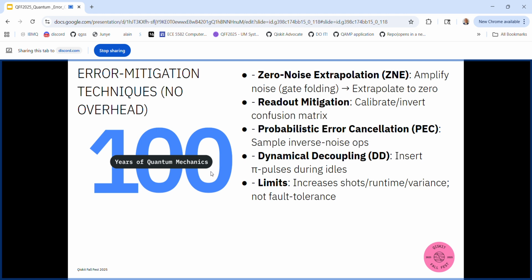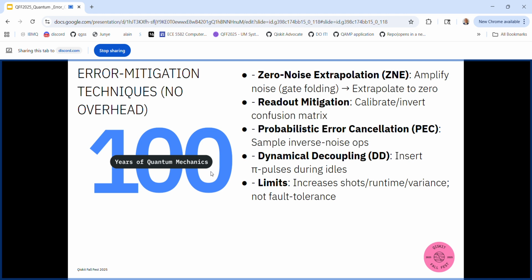Readout mitigation. This is another source of noise that I didn't talk about a lot, but even the measurement is not error-free. And so with that, we have these calibration matrices that we can use to try to correct for that. There's probabilistic error cancellation, where we provide inverse noise operations. Earlier I talked about how there are errors with a gate. We can provide that gate, and then its inverse, to try to cancel out certain errors.